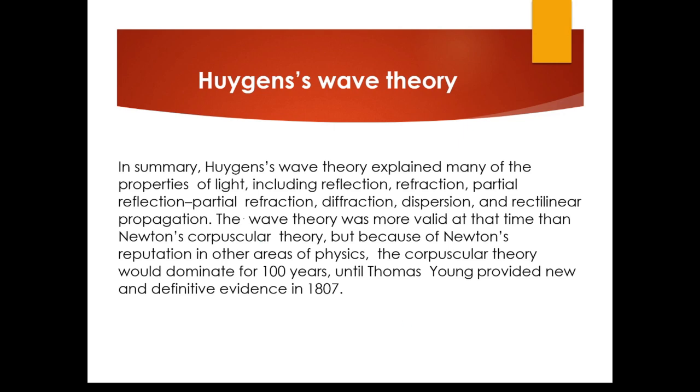So Huygens' theory had a lot of promise and explained a lot of properties of light that we've seen, including reflection and refraction, the partial versions, diffraction, and a lot of the big concepts we've covered. The wave theory was more valid at that time than Newton's corpuscular theory, but because of Newton's reputation and all the work he had done, he was kind of overruled a little bit, and so Newton's theory went forward instead for 100 years, until Thomas Young came along and provided some nice new evidence in 1807 to help bring Huygens' theory back on top.